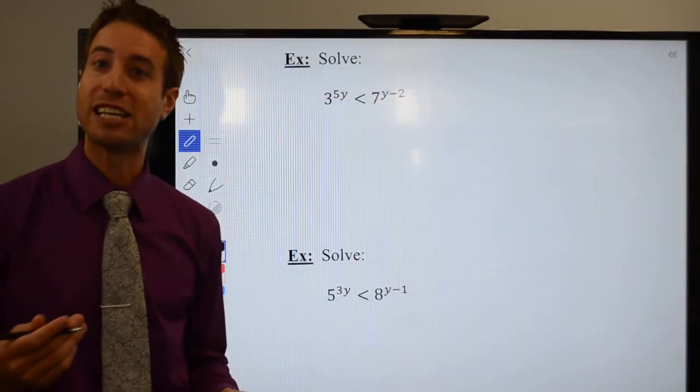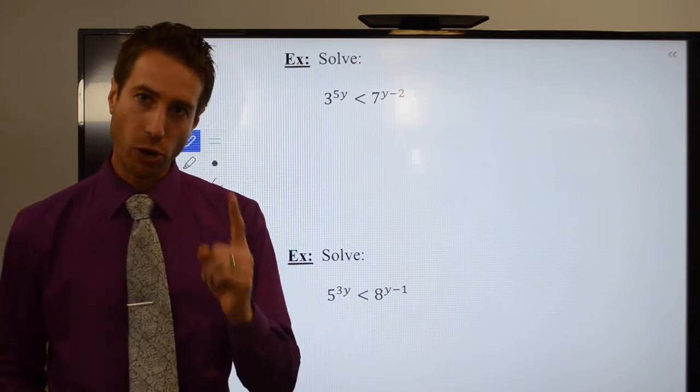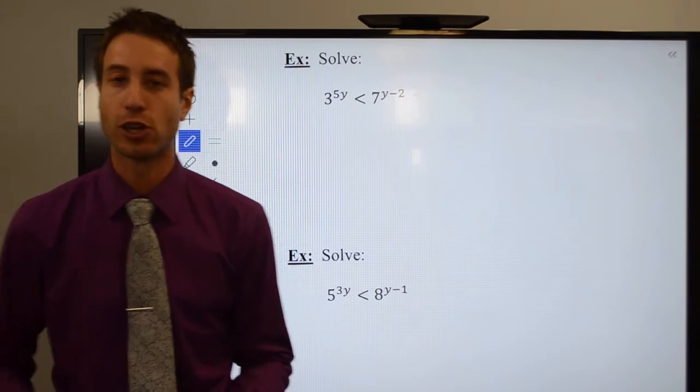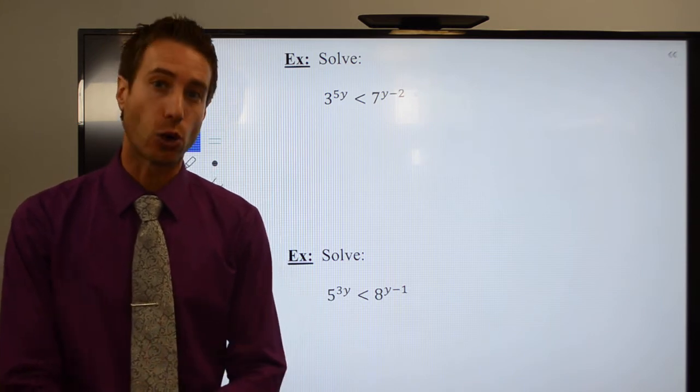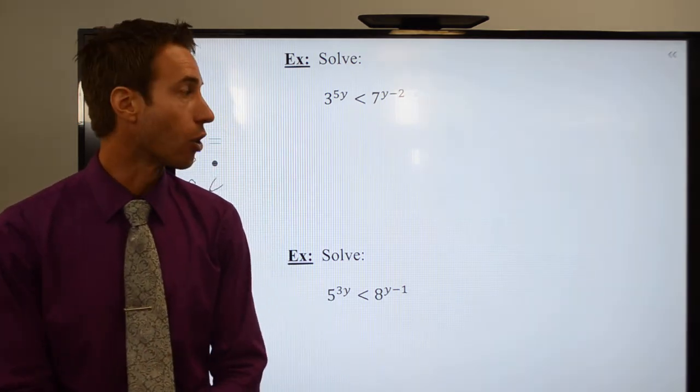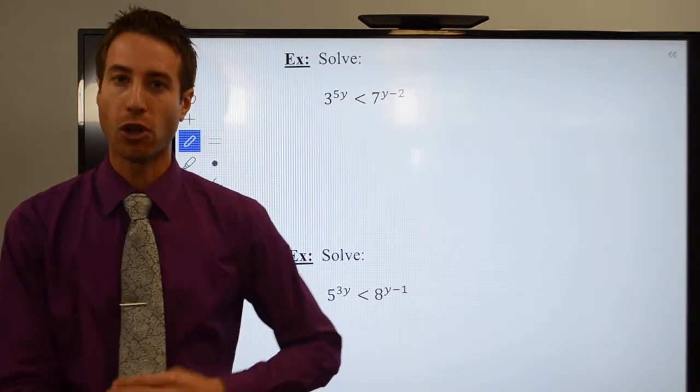Alright guys, welcome to this page of the notes. We're still working on that first objective or learning target, but now we're going to switch to solving exponential inequalities using the common logarithm. And the reason we need to use the common logarithm is this.